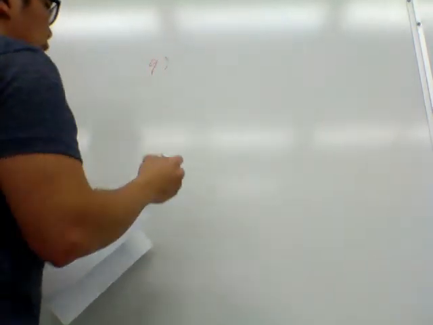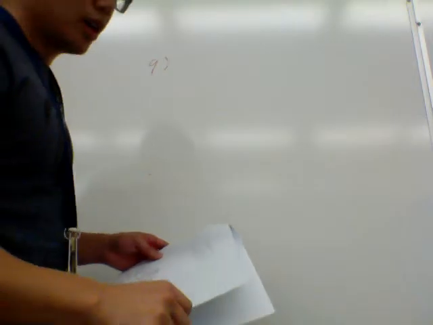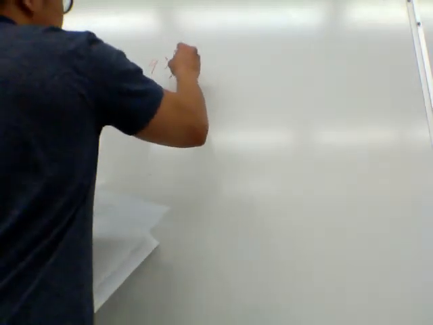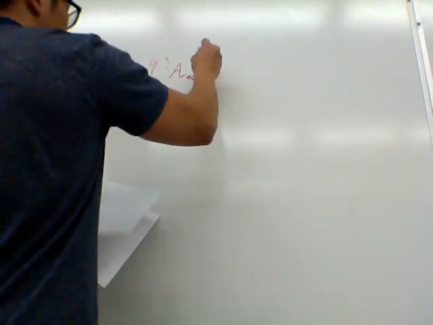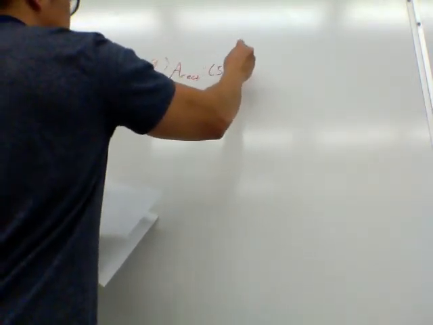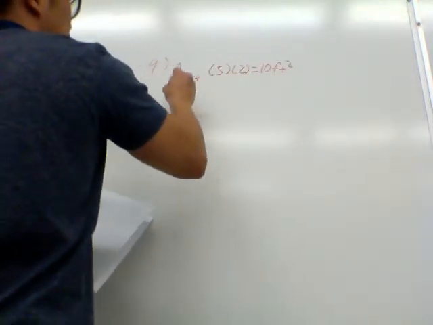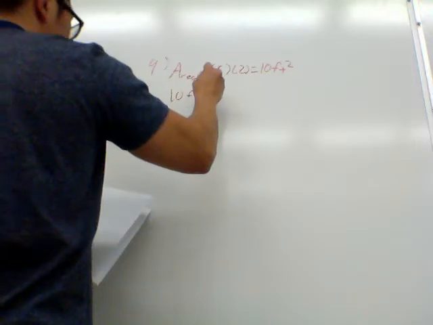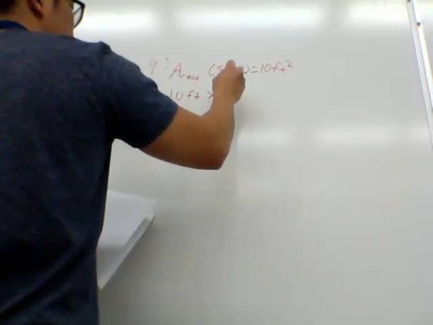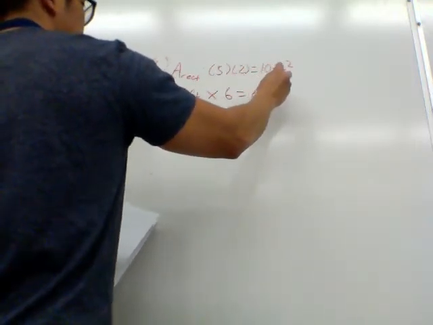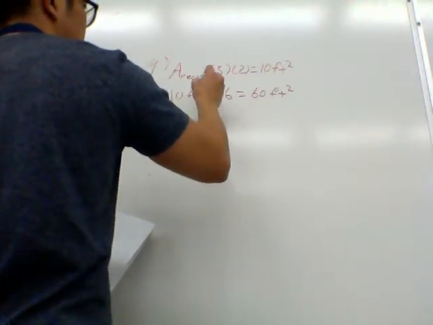Now, number 9, you have a hexagonal prism. So first, I know that I have 6 rectangles, and all the rectangles are the same size. So the area of a rectangle is 5 times 2, and that is 10 feet squared. And then 10 feet squared times 6, because there are 6 rectangles, is 60 feet squared. Okay.